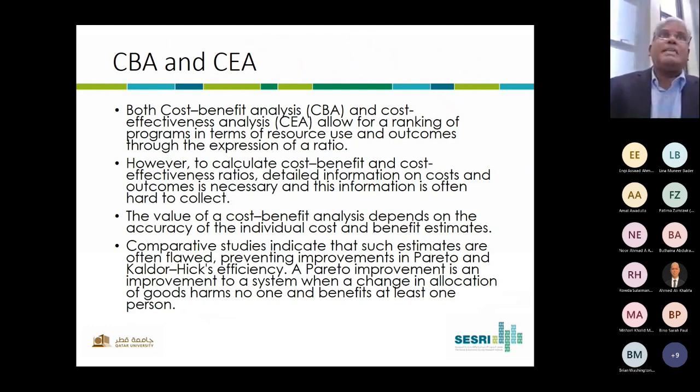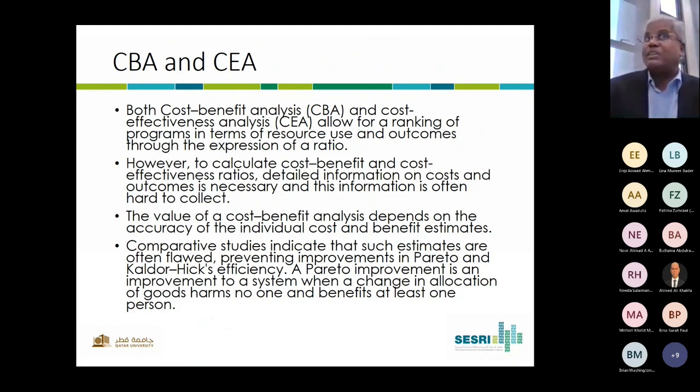Overall, CBA and CEA, both cost benefit and cost effectiveness analysis, allow for ranking of programs in terms of resources used and outcomes through the expression of a ratio. However, to calculate cost benefit and cost effectiveness ratios, detailed information on cost and outcomes is necessary, and this information is often hard to collect. The value of cost benefit analysis depends on the accuracy of individual cost and benefit estimates. Therefore, comparative studies indicate that such estimates often may have some flaw, preventing improvement in Pareto efficiency.